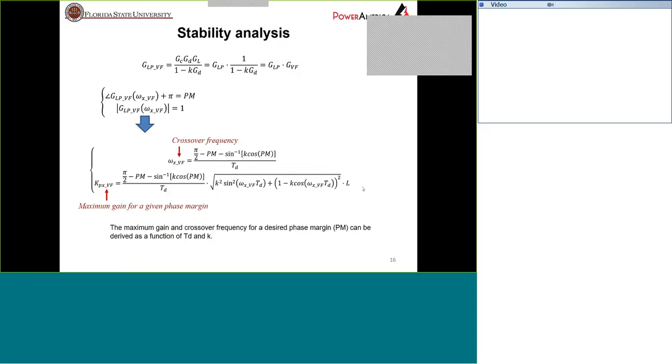So we can also derive the crossover frequency and maximum gain for this loop gain. We can know that with this K, actually the maximum gain has been reduced, and the crossover frequency has been reduced, which means this weak grid effect together with delay will reduce the bandwidth.